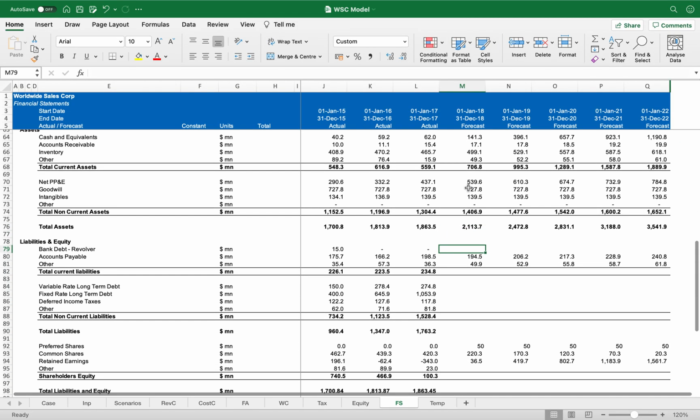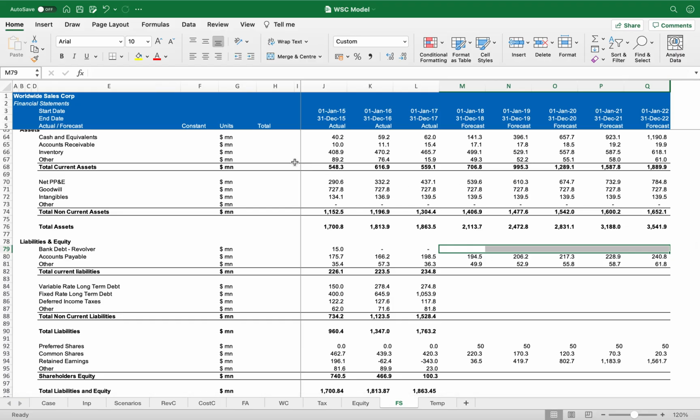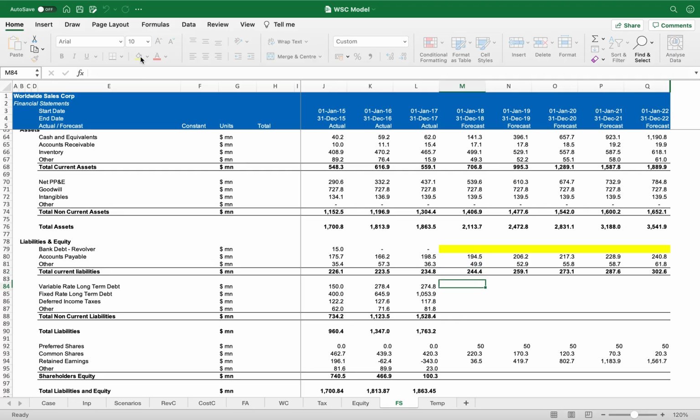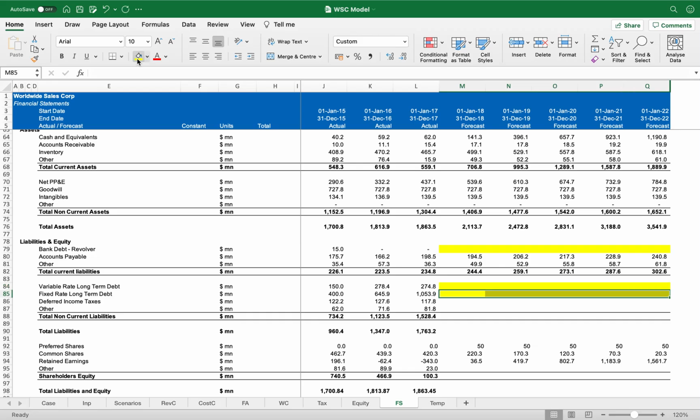Coming on to the liability side, revolver. Let's leave revolver as of now. We'll fill in the totals. Variable debt, leave this. Fixed debt, leave this. Deferred income taxes.